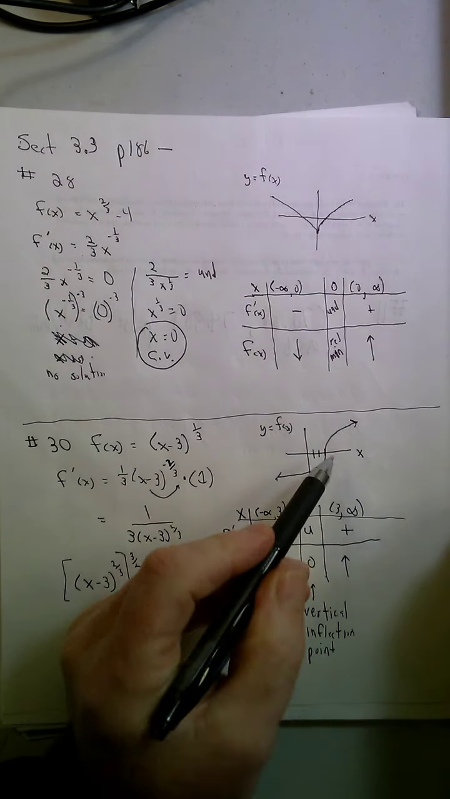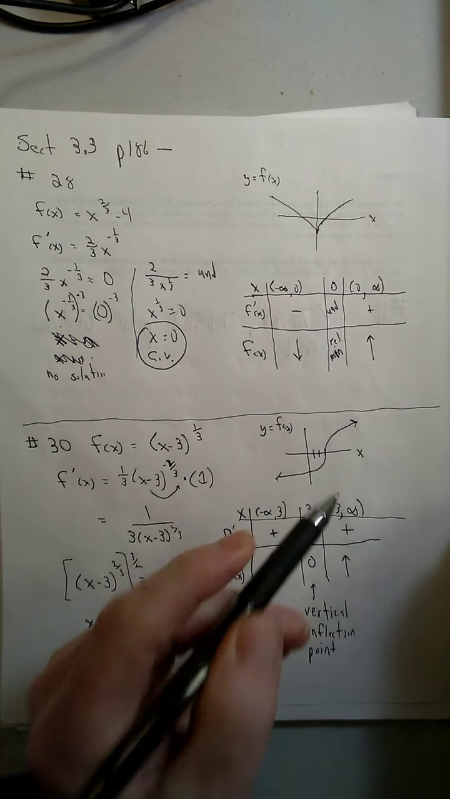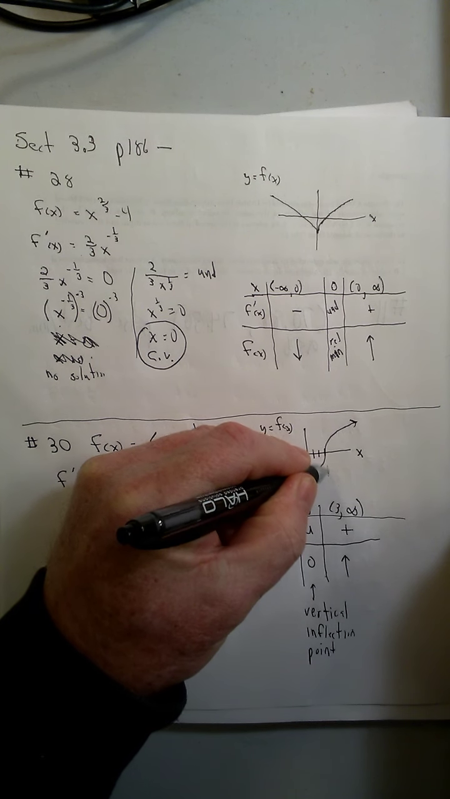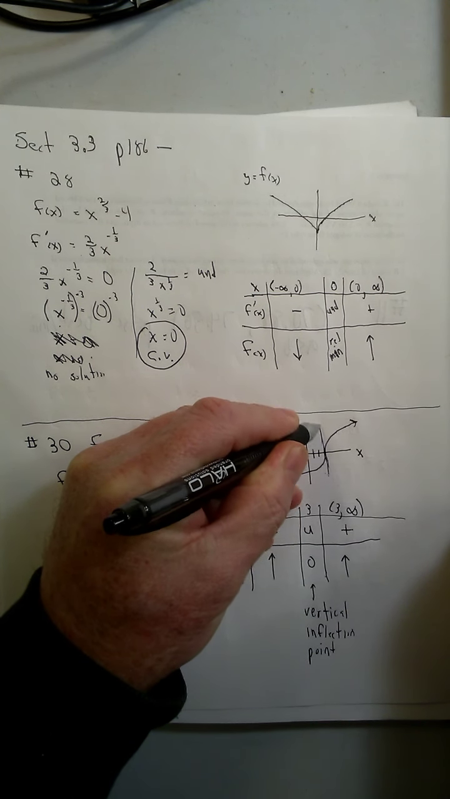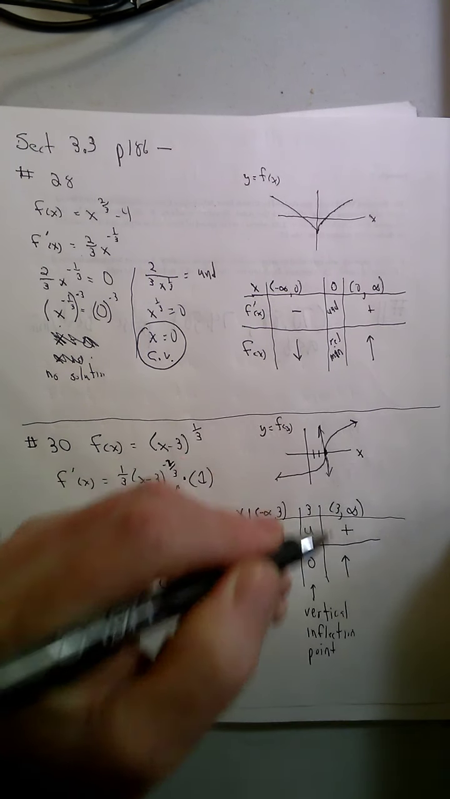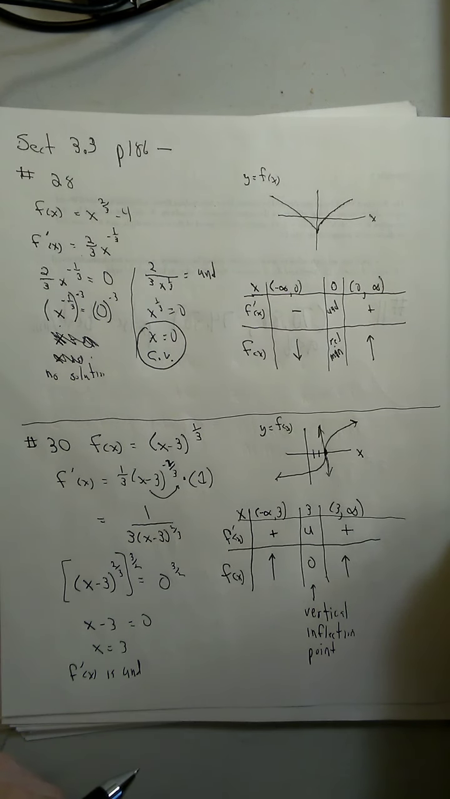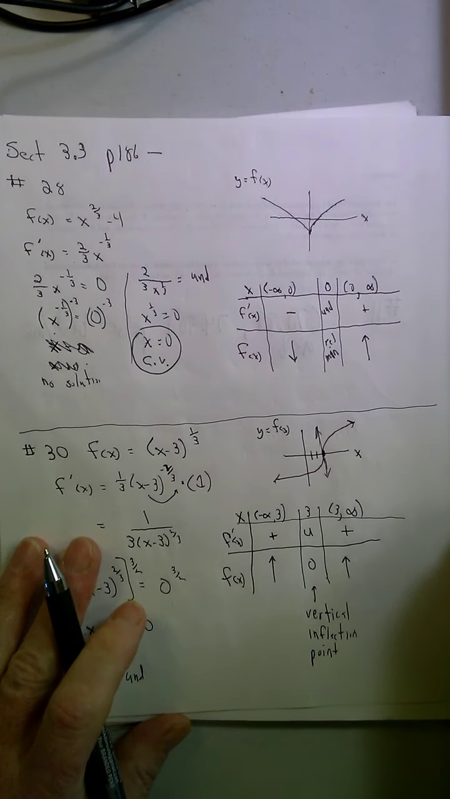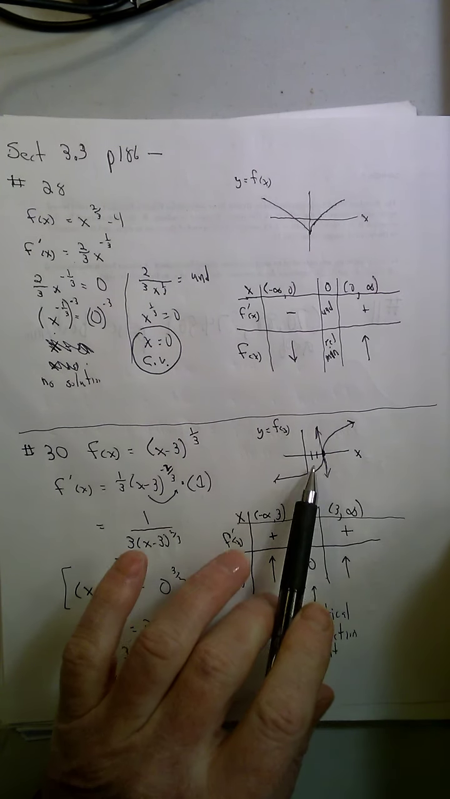Question becomes, does it become perfectly vertical right there? If it does, then the tangent line actually goes through the curve. It has undefined slope, so the value of the derivative should be undefined there. And it looks like it's at 3.